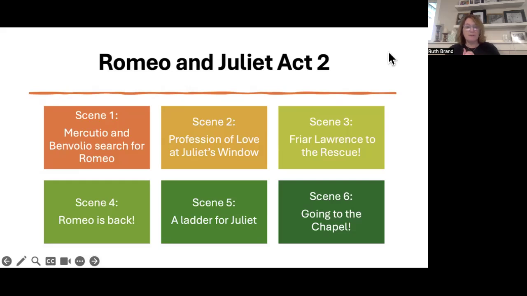In scene 1, Mercutio and Benvolio go searching for Romeo. When we left off the play, he had just met Juliet at Capulet's party. In scene 2, there's the famous balcony scene at Juliet's window where they confess their love to one another. In scene 3, they're going to go to the friar. If you need help, who do you go to? You go to your priest or pastor or spiritual leader, and that's what Romeo and Juliet do. And then we'll kind of continue on from there. But let's just focus primarily on the prologue in scene 1 in this video.